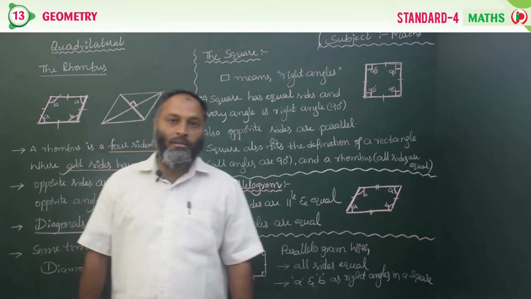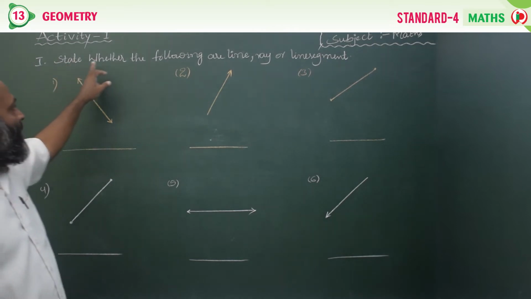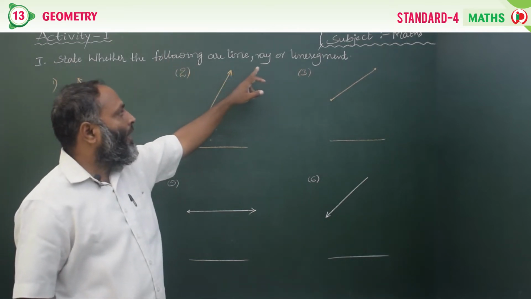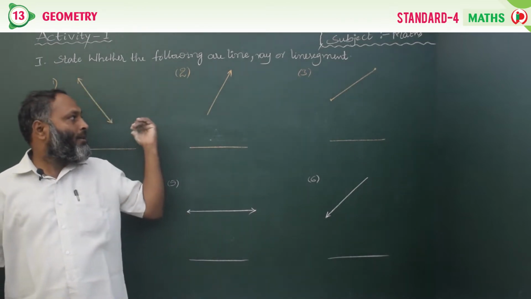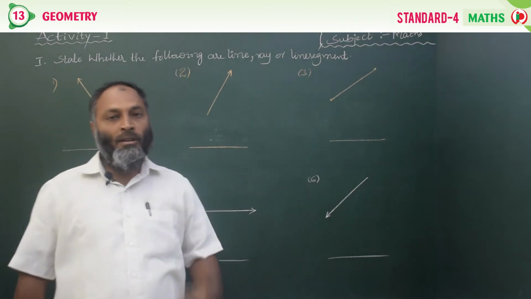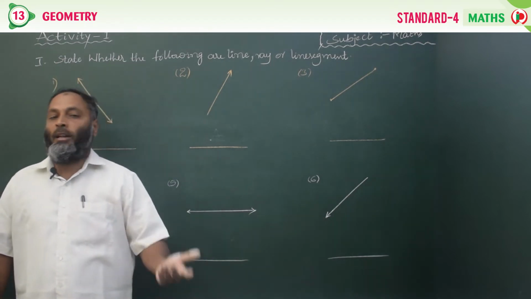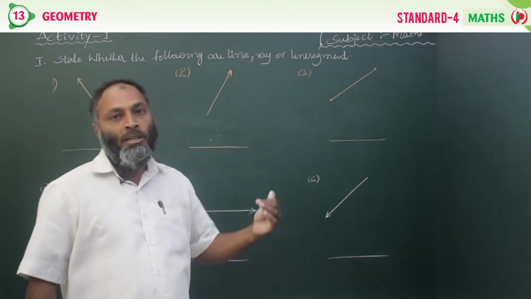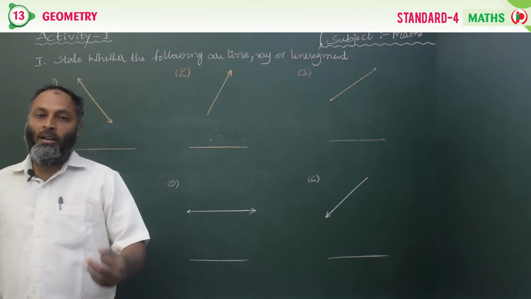Okay, students. So now see here, in activity first, state whether the following are line, ray or line segment. Here, different geometrical shapes were given, so we should decide whether it is a ray, line segment or line. According to the definition, we should decide which one is a ray, which one is a line segment and which one is a line.